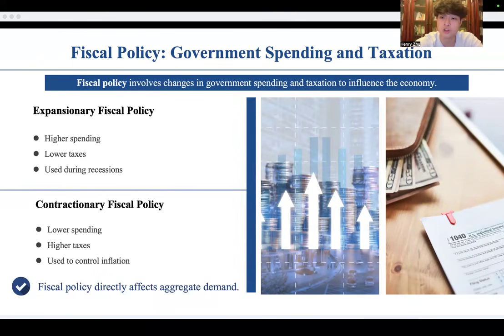The second is contractionary fiscal policy. If inflation is becoming too high, governments may reduce spending or increase taxes. This slows down demand and helps bring inflation under control. So fiscal policy mainly works by influencing aggregate demand.